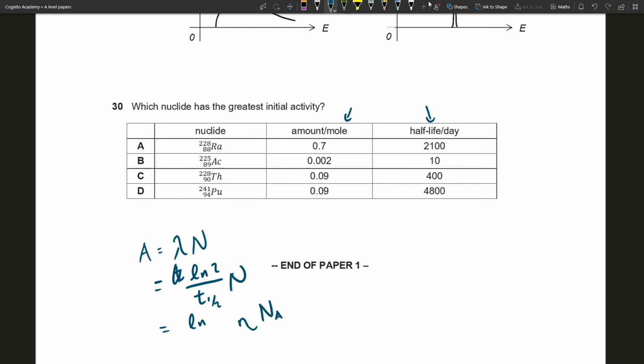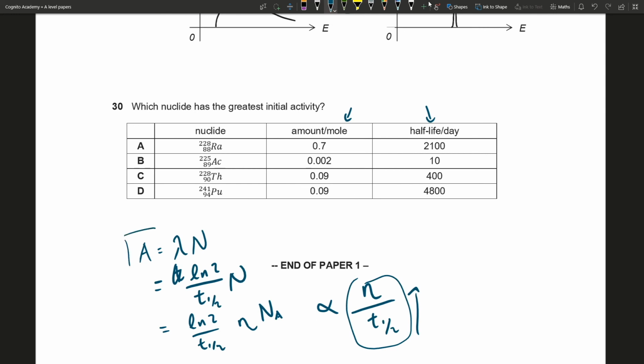So ln 2 over t half-life. And realize that this is actually proportional to the number of moles over the half-life. So if we have the greatest ratio of the number of moles to the half-life, we will have the greatest activity, initial activity at least. So all we have to do now is calculate the number of moles divided by the half-life for each of these nuclides.